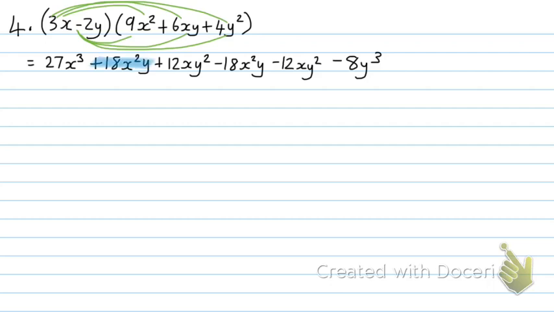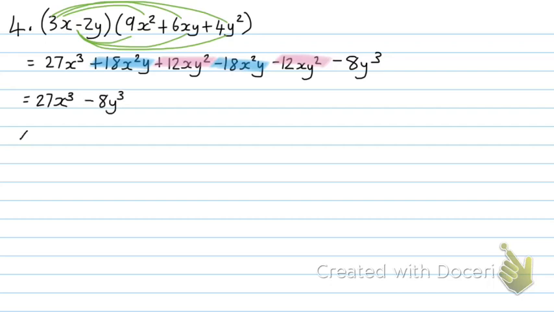Then I find like terms with my highlighters. I mark everything with the same color that are like terms. 27x to the power 3 stays just like that. Then I have 18x squared y minus 18x squared y, that is 0. And then plus 12xy squared minus 12xy squared also adds up to 0. So I'm only left with negative 8y to the power 3.